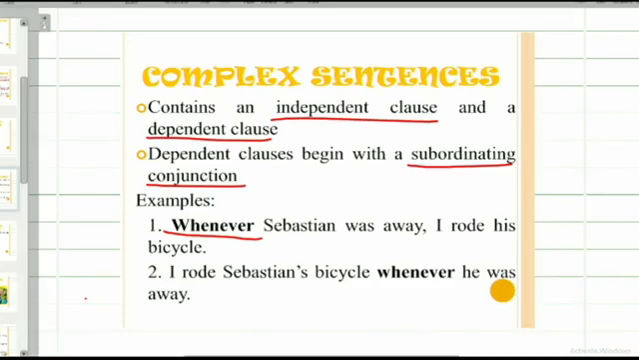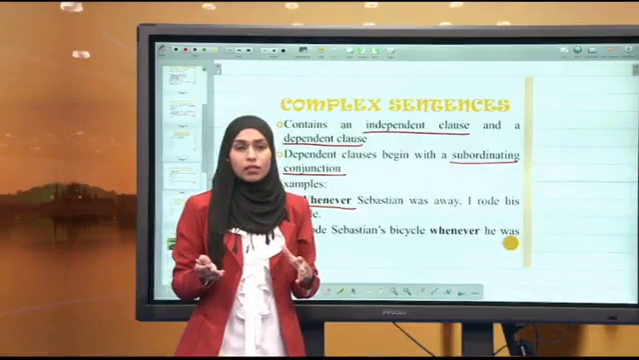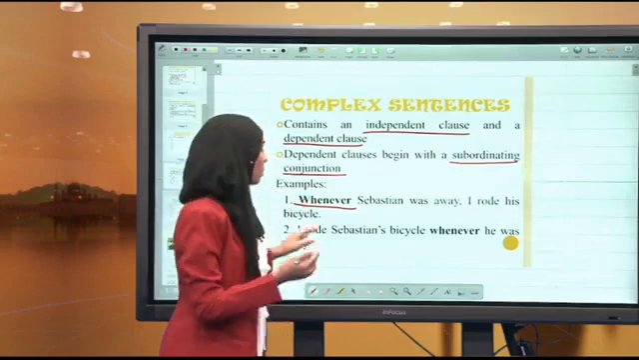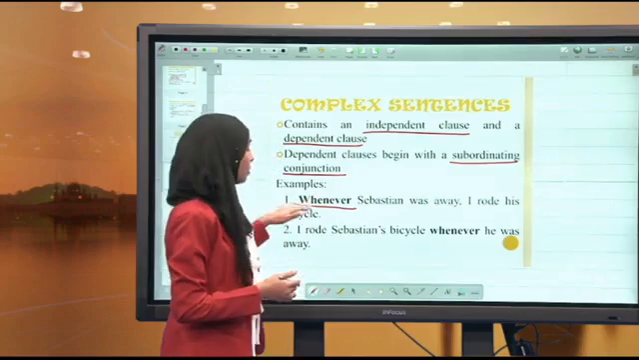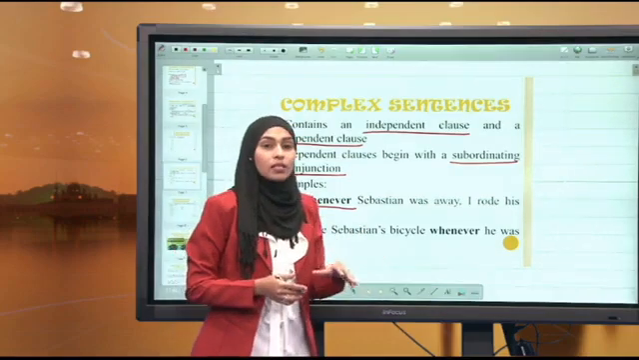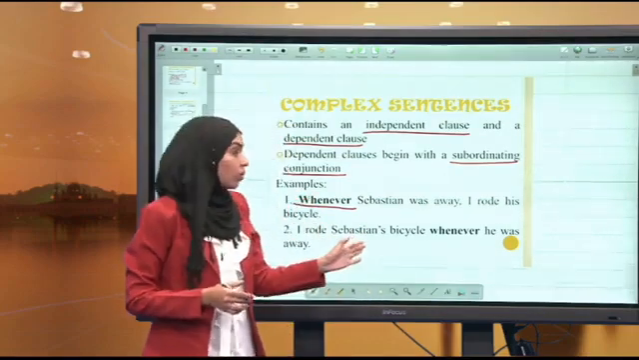The reason being, whenever Sebastian was away, can that stand on its own? Does it need anything else to continue that sentence? And in fact, it does. So let's continue that sentence. I rode his bicycle. So this here, this clause, whenever Sebastian was away, is depending on your next clause there.